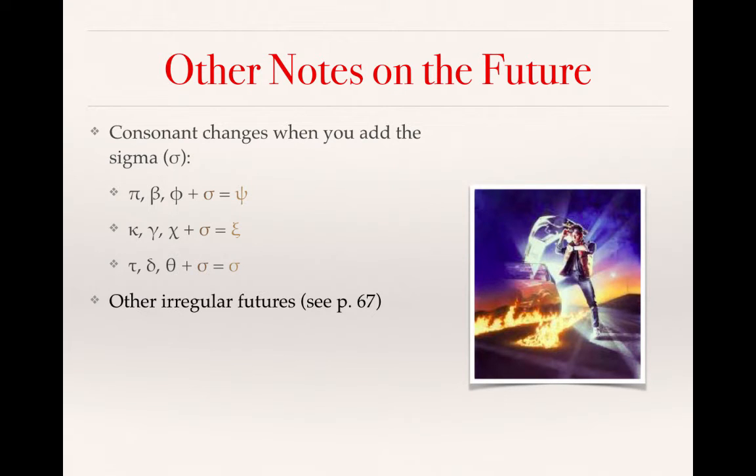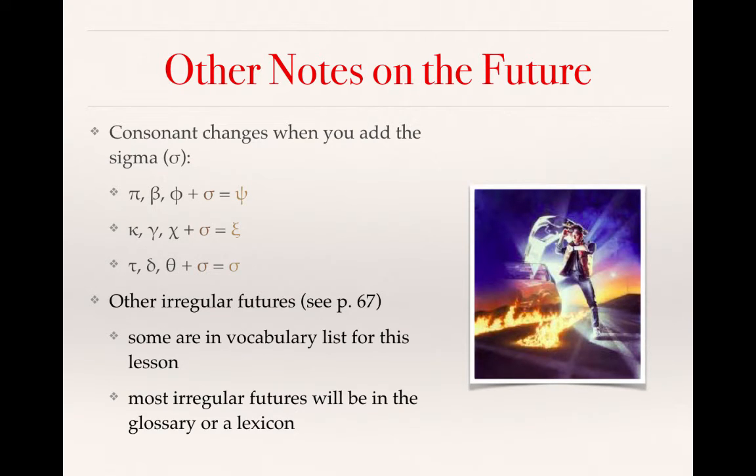There are some other irregular futures as Croy provides on page 67. Please note that many of these are vocabulary already provided in the vocabulary list for the lesson. Go ahead and add those to your list and memorize them like you would any other vocabulary word. Most irregular futures and other irregular forms of verbs will be listed in the glossary or in a lexicon. So if you're not sure, you should be able to look up that verb form in a lexicon or in the glossary and get to that dictionary form, the present active indicative.